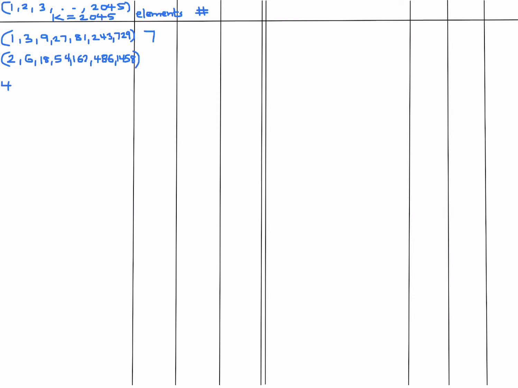Okay, with 4: 12, 36, 108, 324, and 972. Okay, well, this is 1, 2, 3, 4, 5, 6. Oh, okay. So that means we are now down to 6. So that means the ones that have 7 elements, there's only 2 of them. All right, so that is how we're going to do this.